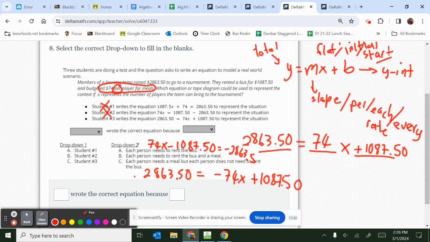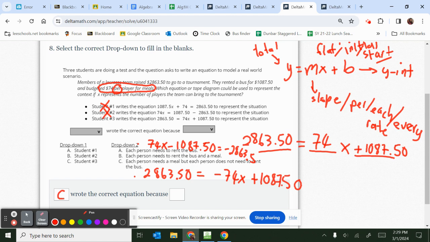Do you think student 3 is correct? Yes, because they have the 74x, the 1087.5, and the 2000 as the total. So student 3 is correct, and in this box I'll pick C. Why is that person correct? Because the only thing that we're doing per person is the $74 for meals. We're not going to do multiple bus rentals. We're only going to do multiple meals.